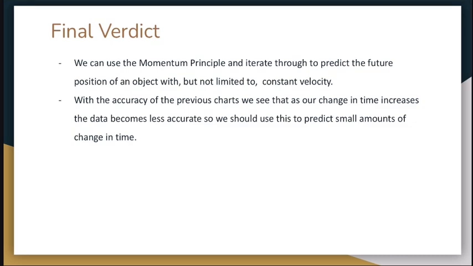Final verdict. We can use the momentum principle to iterate through to predict the future position of an object, but not limited to constant velocity. With the accuracy of the previous charts, we see that as our change in time increases, the data becomes less accurate, so we should use this to predict small amounts of change in time.